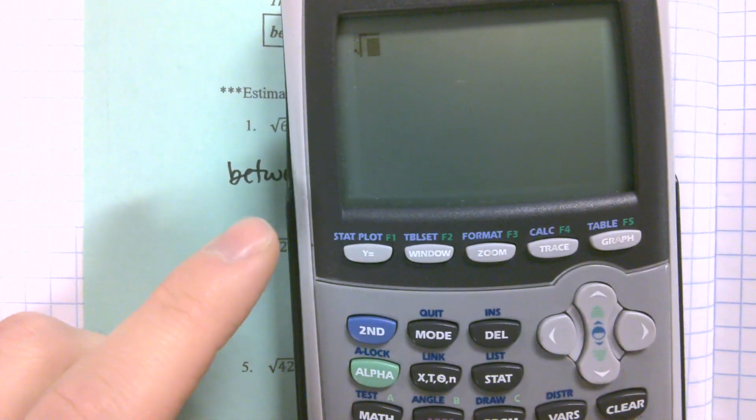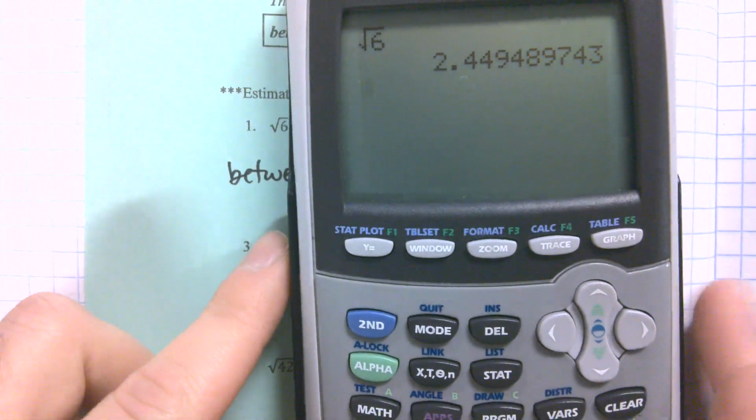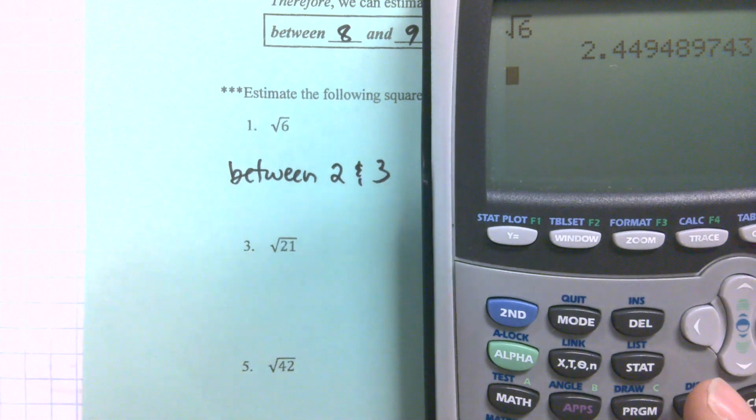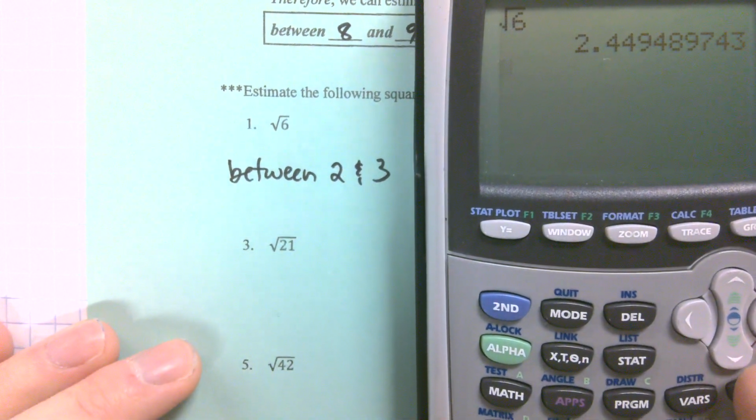Again, we can double check. The square root of 6 turns out to be 2.4494. Is that in between 2 and 3? Yeah. Absolutely. It's a little more than 2, a little less than 3.